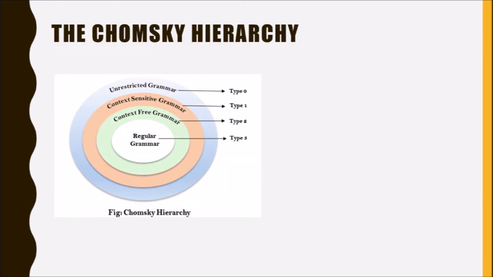Now let's take a look at this figure. Here we can see our unrestricted grammar, context sensitive grammar, context free grammar and regular grammar. What we can understand from this figure is that every regular grammar is also a context free grammar, every context free grammar is also a context sensitive grammar, and every context sensitive grammar is also an unrestricted grammar. Hence we find how our type 0, 1, 2 and 3 are linked.